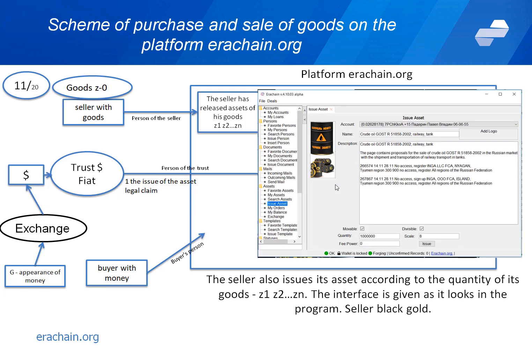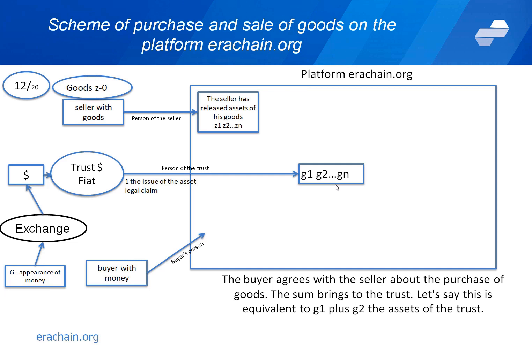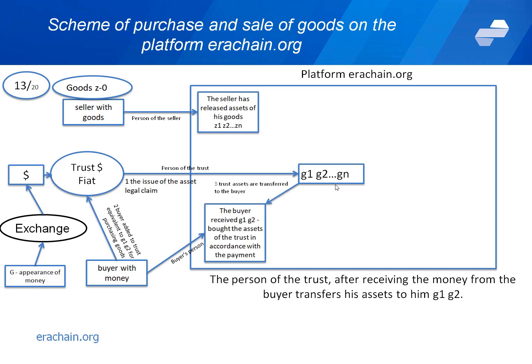Seller, black gold. The buyer agrees with the seller about the purchase of goods. The sum is brought to the trust. Let's say this is equivalent to G1 plus G2, the assets of the trust. The person of the trust, after receiving the money from the buyer, transfers his assets to him, G1, G2.